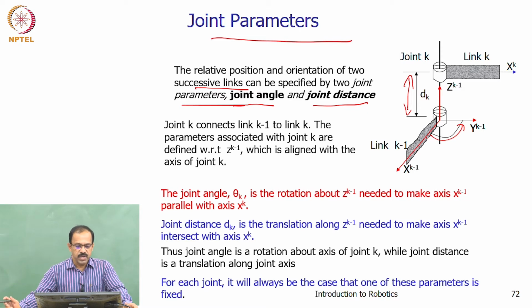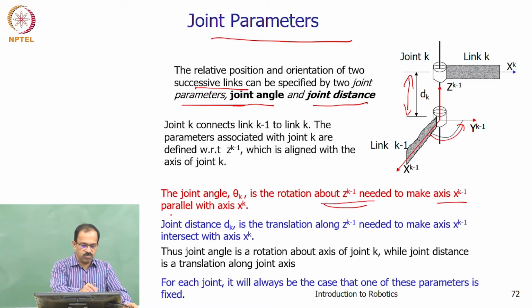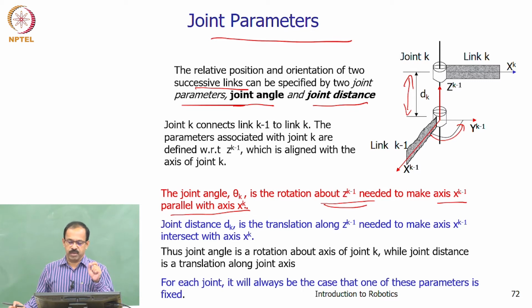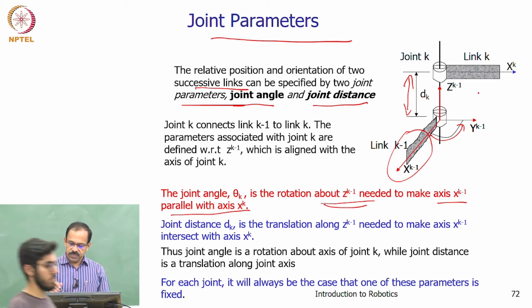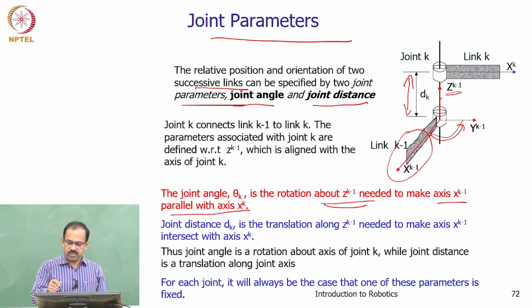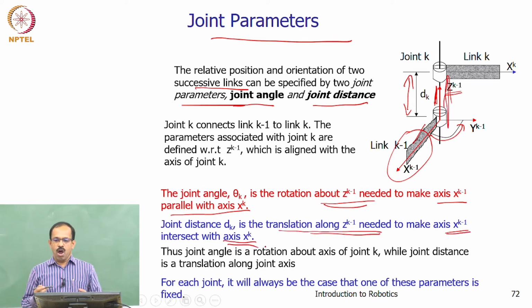They are defined as the rotation about the zk minus 1 axis to make axis xk minus 1 parallel with the axis xk. So, xk and xk minus 1 are the 2 coordinate frames. How much you have to rotate xk minus 1 to bring it parallel to xk is known as the joint angle, and that is with respect to the zk minus 1 axis.